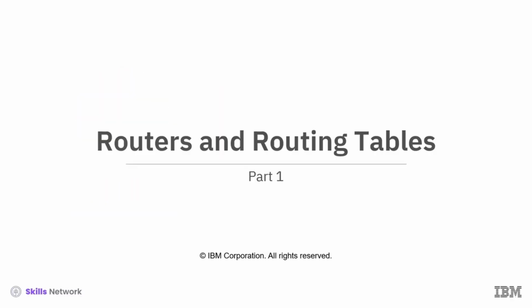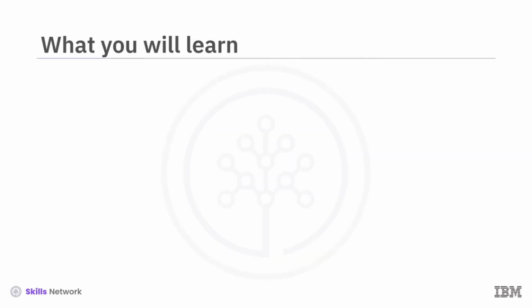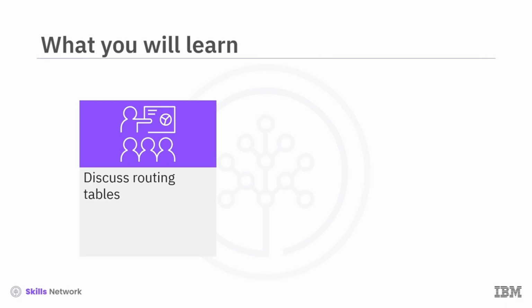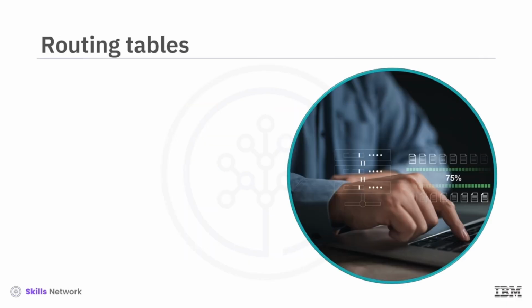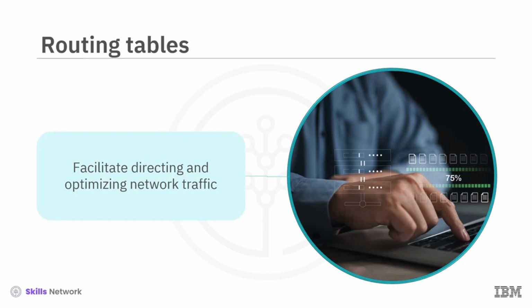Welcome to Routers and Routing Tables, Part 1. After watching this video, you will be able to discuss routing tables and describe routing interfaces. Communication across servers and networks is critical to internal communication within an organization, as it facilitates a seamless flow of data which is secure and free from any vulnerabilities. Within a network, this process is aided by routing tables, which play a very important role in directing and optimizing network traffic. Let's discuss what it is.